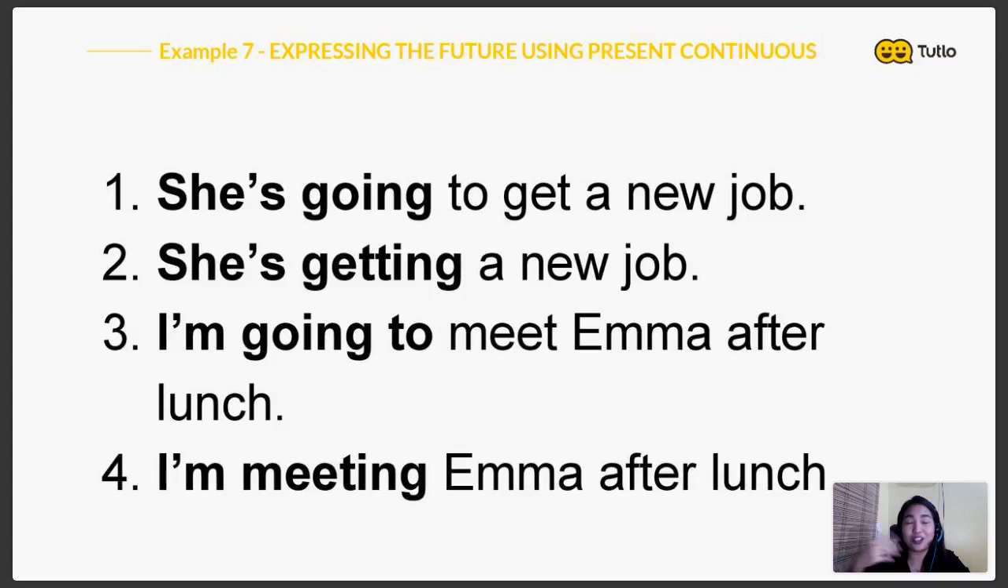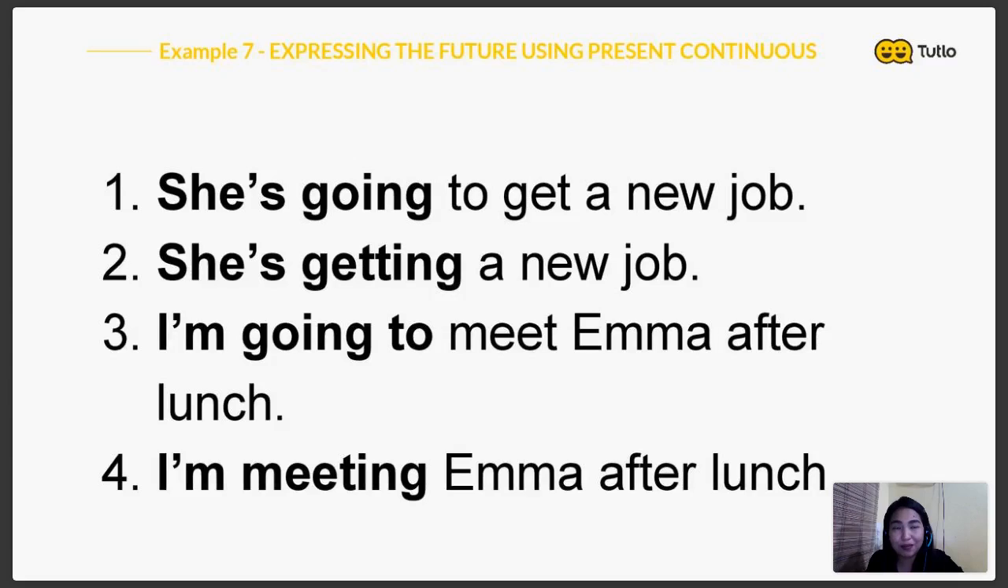Okay. Now we'll read number three and four. Number three, I'm going to meet Emma after lunch. Number four, I'm meeting Emma after lunch. What is the difference between these two sentences? Number three, it says, I plan to do this. I want to do this. This is my plan, but maybe I haven't told Emma about it yet. So I just plan to do it, but maybe Emma doesn't know it.